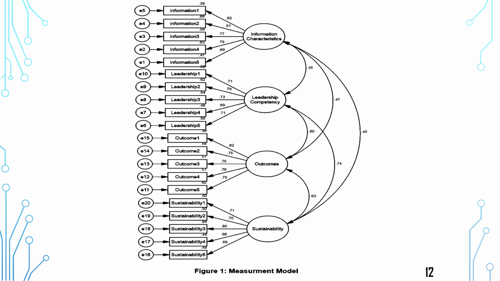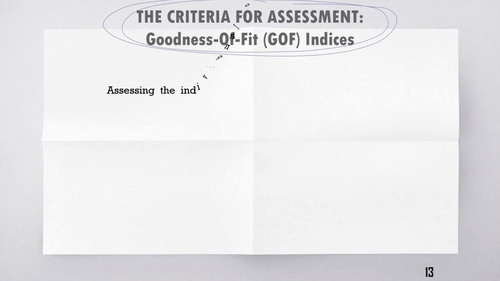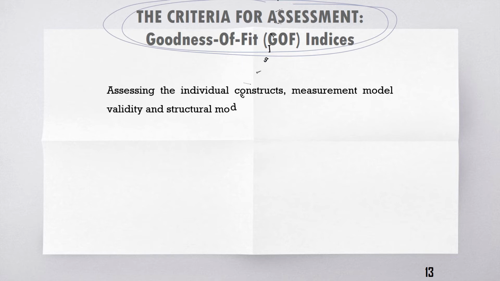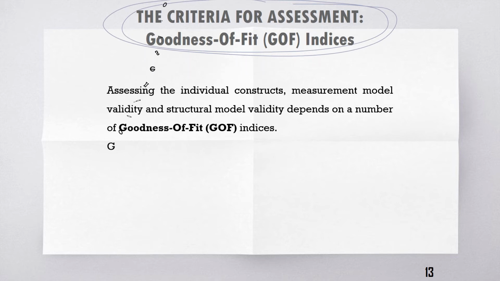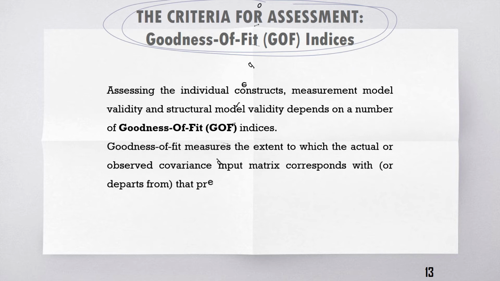Figure 1 shows an example of a measurement model with 4 variables. The first criterion for assessment is the goodness of fit (GOF) indices. Assessing the individual constructs, measurement model validity and structural model validity depends on a number of goodness of fit (GOF) indices. Goodness of fit measures the extent to which the actual or observed covariance input matrix corresponds with or departs from that predicted from the proposed model.